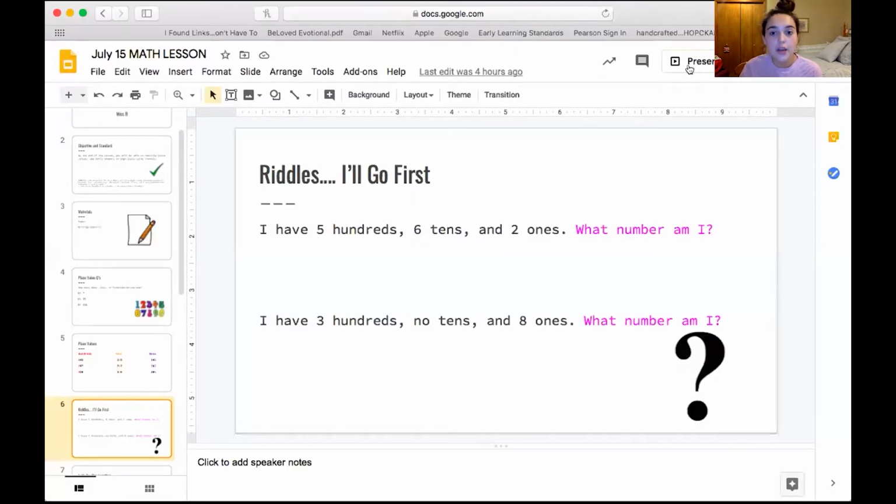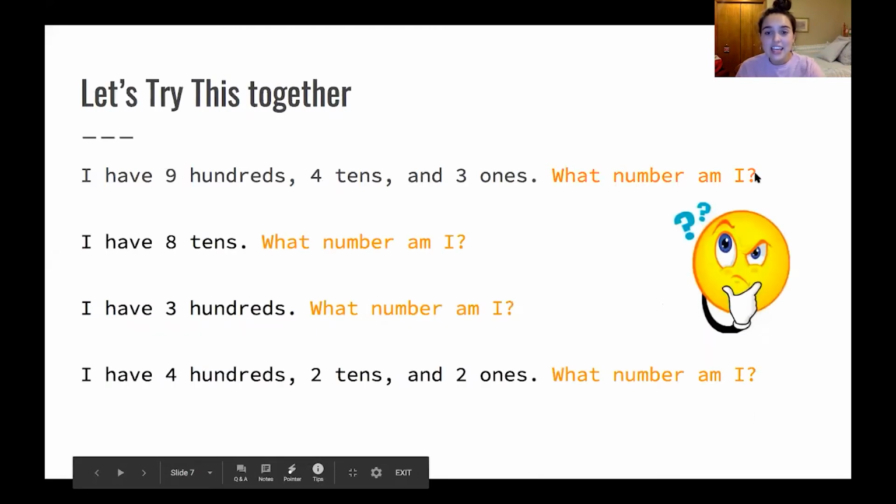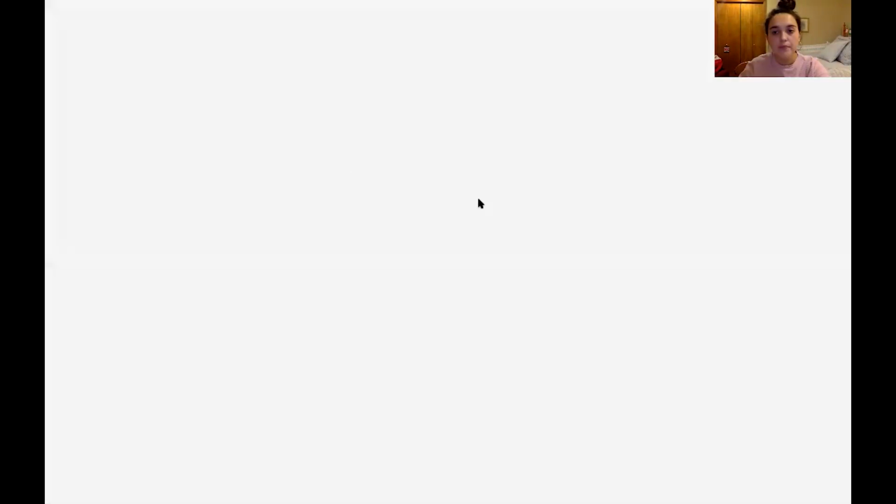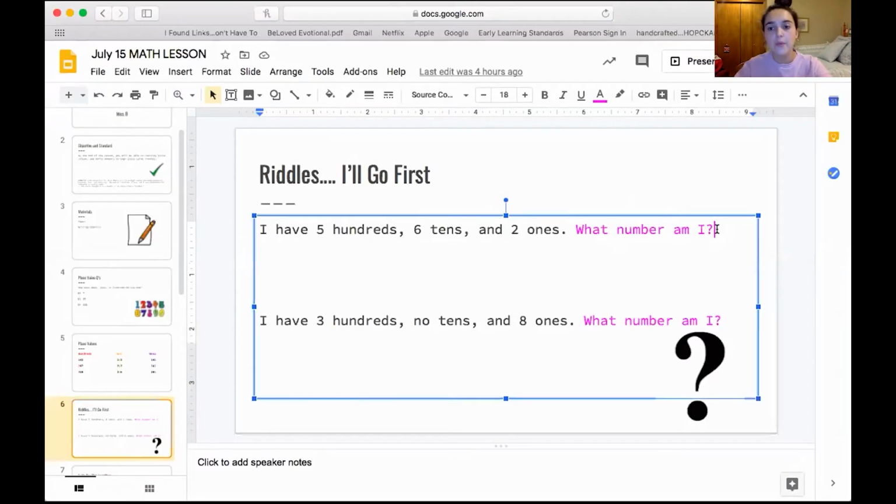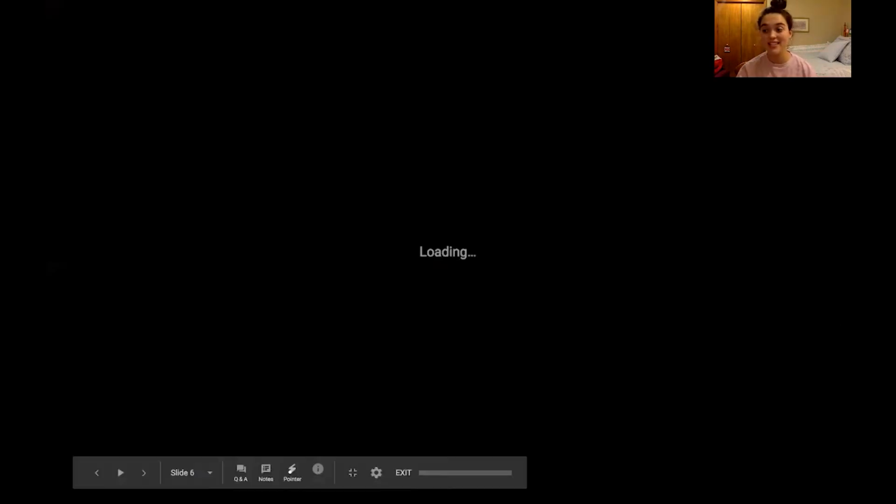All right, so here we go. We already got that, and I'm going to go ahead and write in that answer so that we know we did it, which is 562. Okay, so the next one is: I have 300s, no tens, and 8 ones. With this one, we have no tens there.